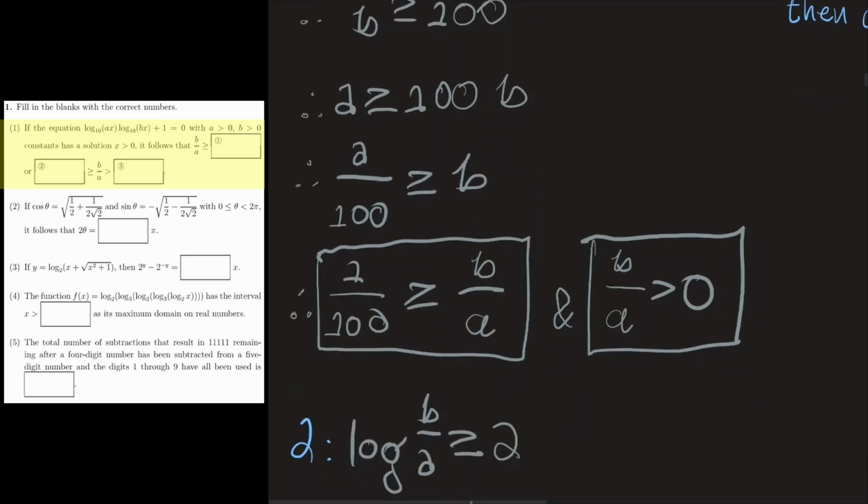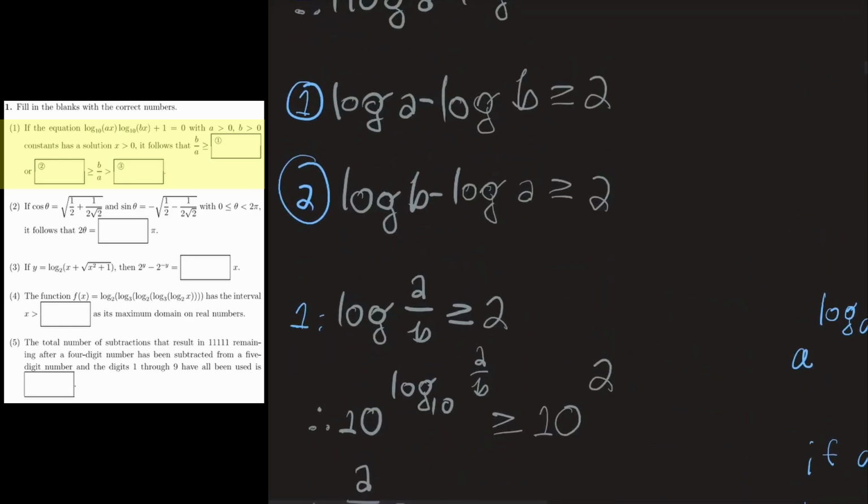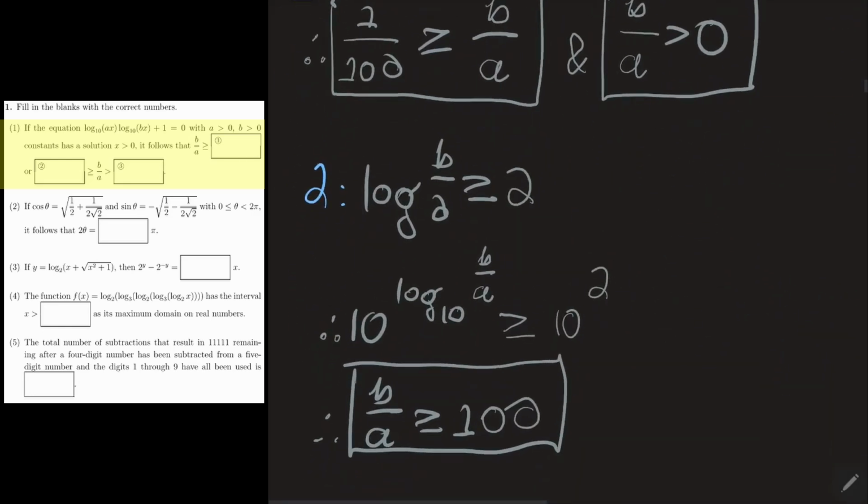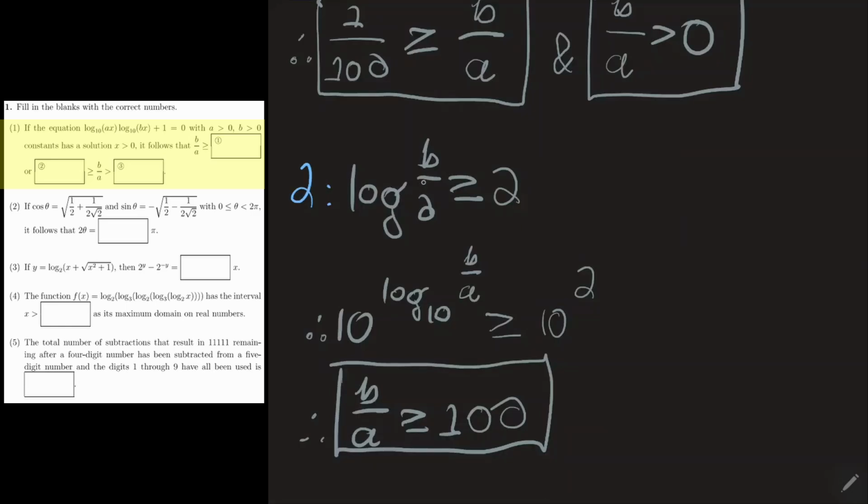So now let's check the second option, which was log b minus log a is greater than or equal to 2. So once again, I combined the two logs using the subtraction rule. And then again, I took both of these and took 10 to the power of them. And so we end up with b over a is greater than or equal to 100. So this time we don't need to rearrange the fraction. We already have it in the form that we need. And so that is the final part of the answer to this question.